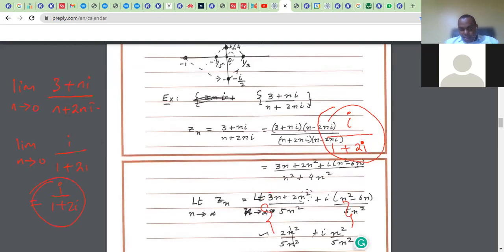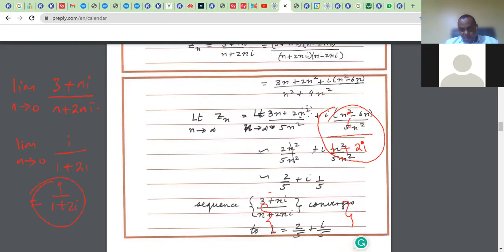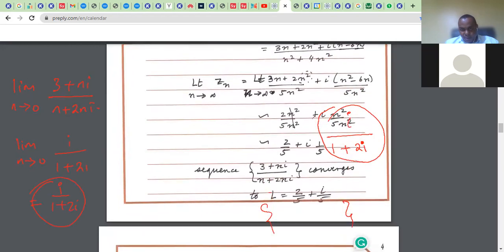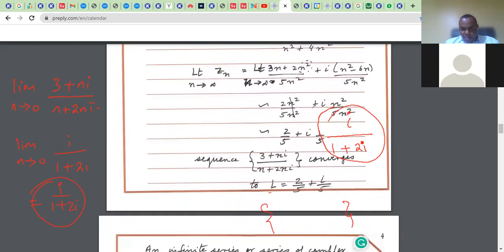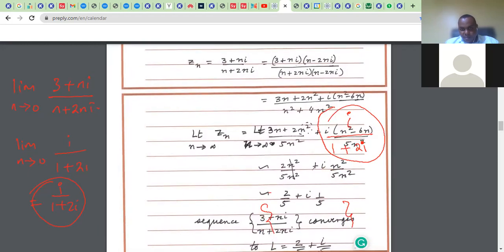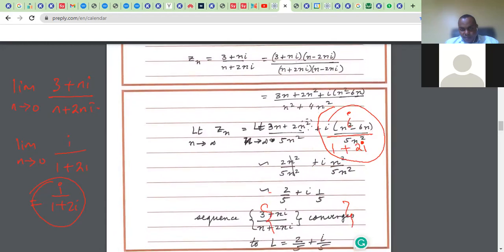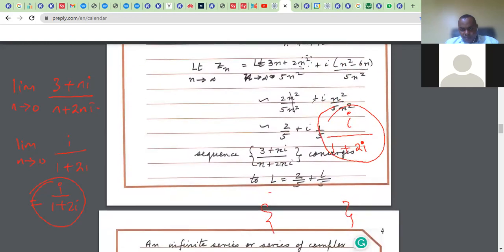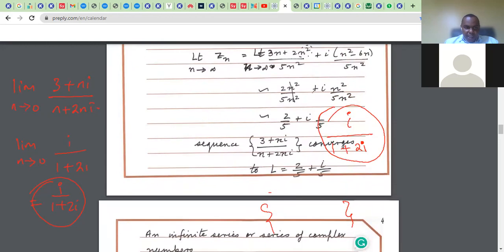I don't know whether that's what he gets. Converges to, this is 2 over 5 plus i over 5. Okay, it's the same thing.